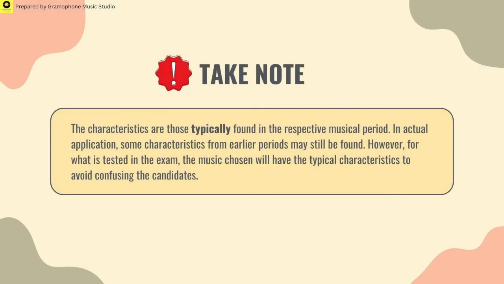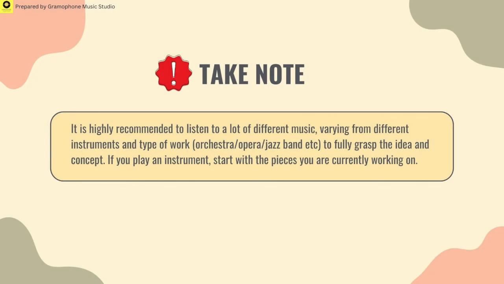Please take note that these characteristics are those typically found in the respective musical period. In actual application, some characteristics from the earlier periods may still be found. However, for what is tested in the exam, the music chosen will have the typical characteristics to avoid confusing the candidates. It is highly recommended to listen to a lot of different music, varying from different instruments, the type of work such as orchestra music, opera, jazz band, etc., to fully grasp the idea and concept.